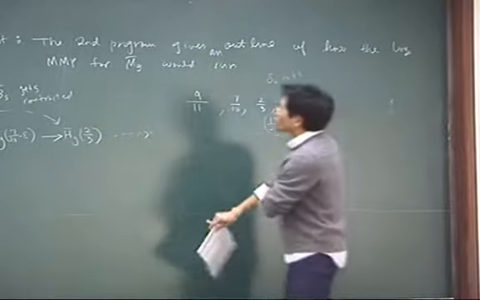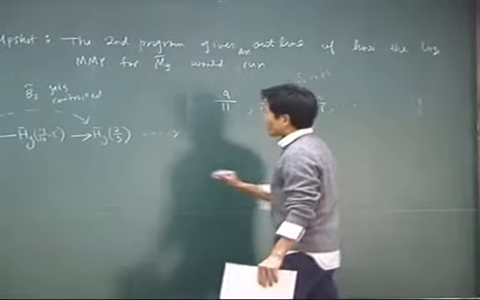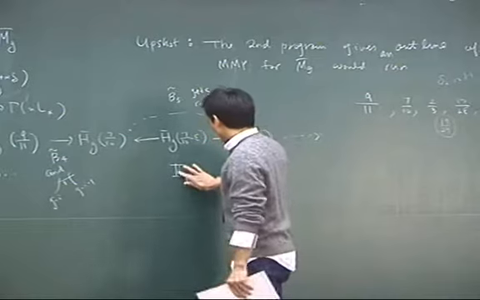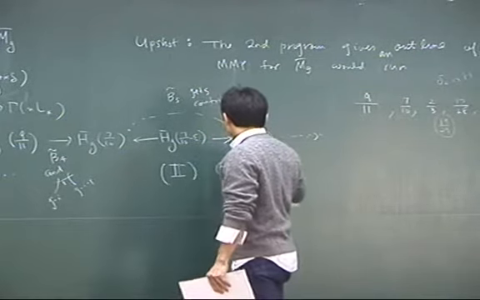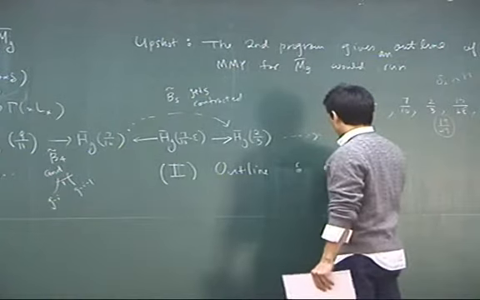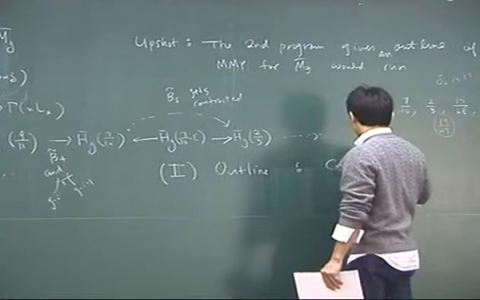Okay, so here are the critical values. So, is it 2 or 1? 1 outline, critical values.